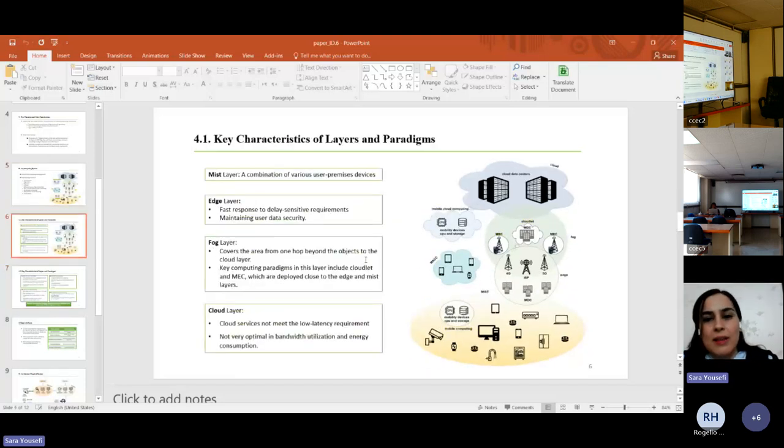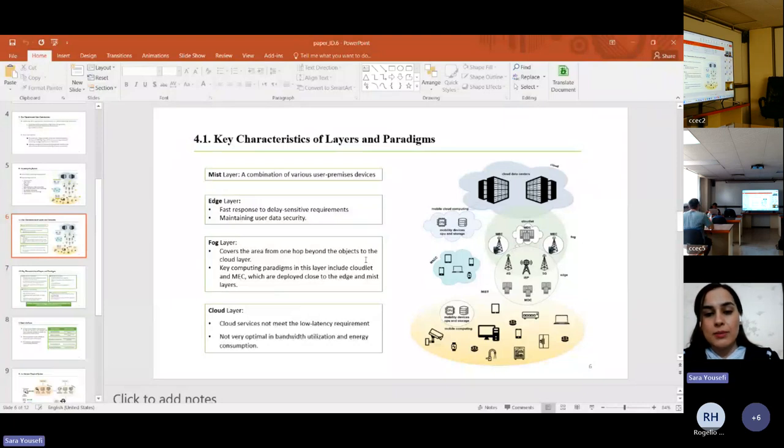Okay, key characteristics of layers and paradigms in slide 6. The MIST layer is a combination of various user premises devices equipped with power source and computational as well as storage capabilities ranging from weak to moderate. In the edge layer, the key characteristics of edge nodes are fast response to delay-sensitive requirements while maintaining user data security. The fog layer covers the area from one hop beyond the object to the cloud layer and includes any computational or storage system ranging from low to high computational power.